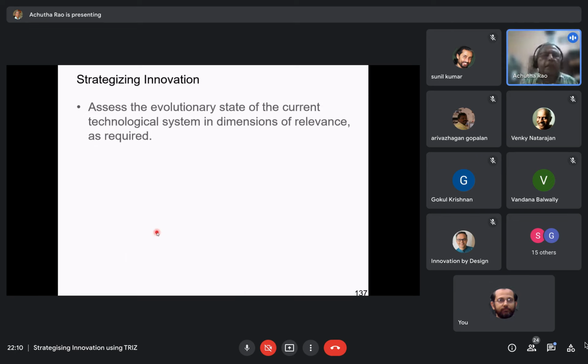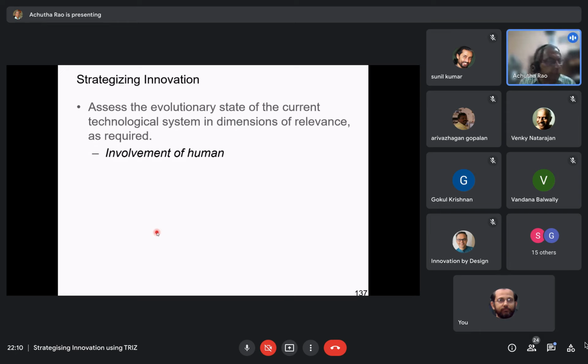So basically, how do I strategize? Assess the evolutionary state of the current system in dimensions of relevance as required. There are 38 trends we can map, but I don't have to do that. Maybe 6 trends, 6 parameters I can map.